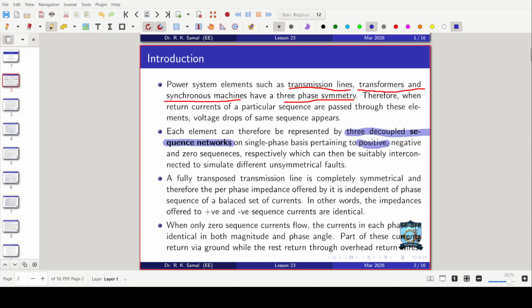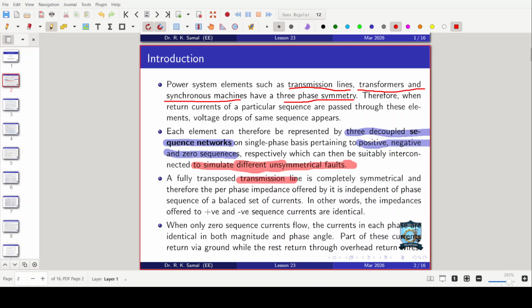And what are these three decoupled networks? Positive, negative, and zero sequence networks, which can then be suitably interconnected to simulate different unsymmetrical faults. So that is our objective: to simulate different unsymmetrical faults. So we start with the transmission line.